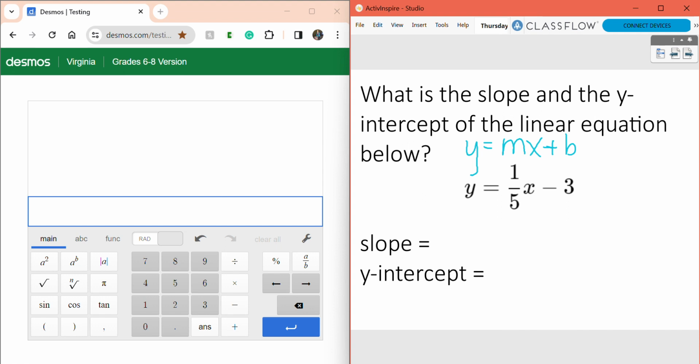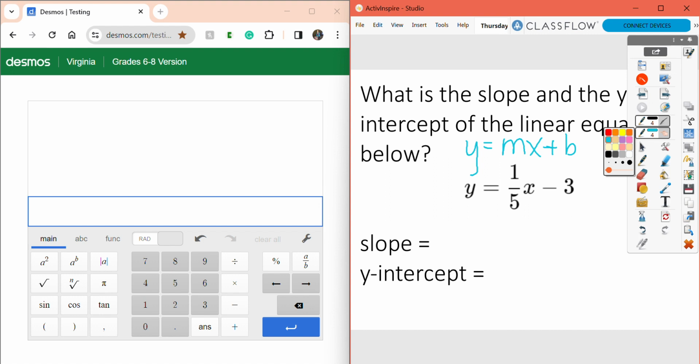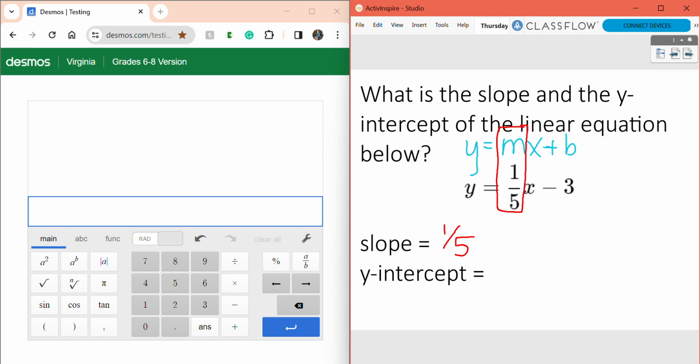So if I am looking for the slope, let's see if we can't grab a different color here. If I'm looking for the slope, that's this part right here. It's 1/5. It does not include the x. It is just the 1/5. Then when I'm looking for the y-intercept, that's all of that. If there was a plus, it would be a positive number, but since there's a minus, it's a negative number. All right? And sometimes it really is just as simple as that.